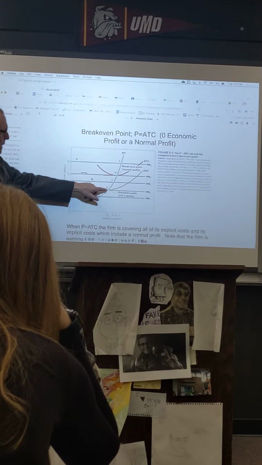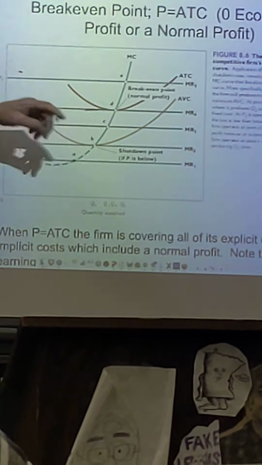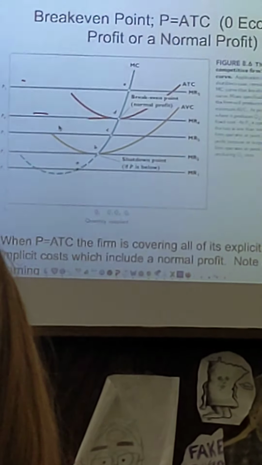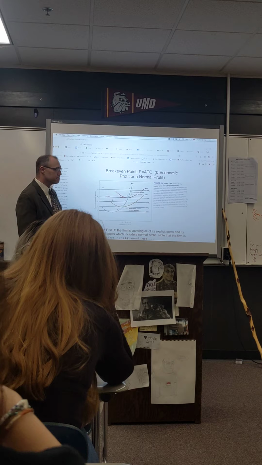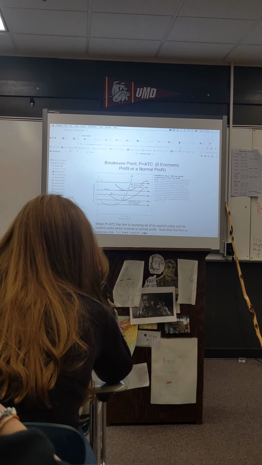The supply function for a pretty competitive market is that MC function above AVC, because you wouldn't be in business below that. So that's going to be your supply function. And there it is. Okay, so let me show you a few examples here.